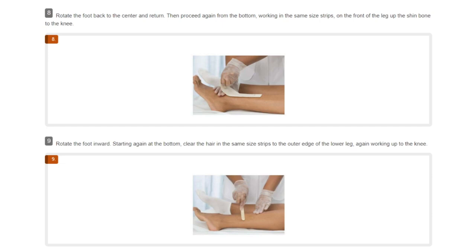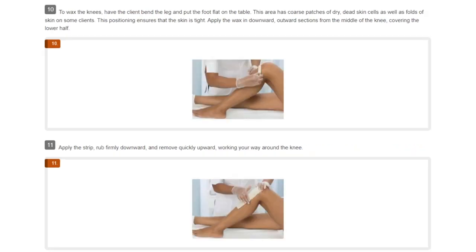8. Rotate the foot back to the center and return. Then proceed again from the bottom, working in the same size strips, on the front of the leg up the shin bone to the knee. 9. Rotate the foot inward. Starting again at the bottom, clear the hair in the same size strips to the outer edge of the lower leg, again working up to the knee.